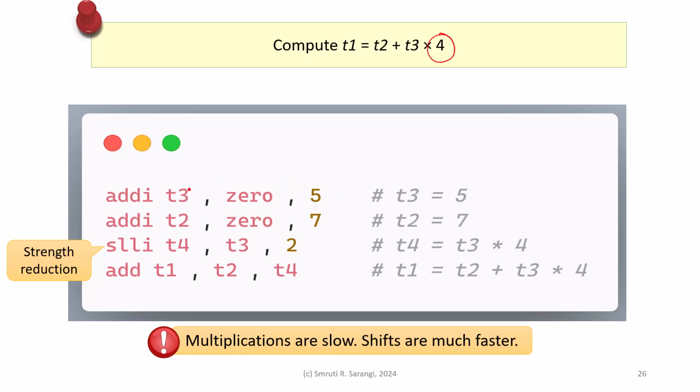So in this case, we initialize the value of T3, initialize the value of T2. We shift T3 left by 2 positions, which is tantamount to multiplying T3 by 4. And we store the result in T4, which is then added to the contents of T2. And the result is in T1, and T1 is our final answer. So here clearly the moral of the story is that multiplications are slow operations. Left shifts on the other hand are much faster and are always preferred as long as a power of 2 is involved.